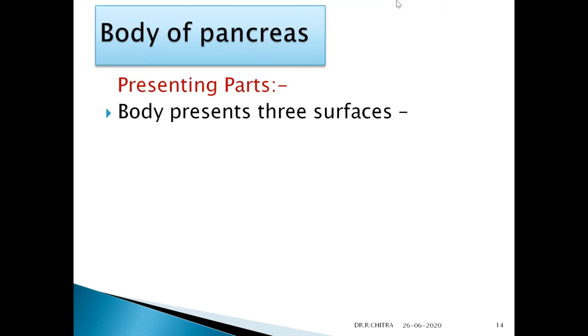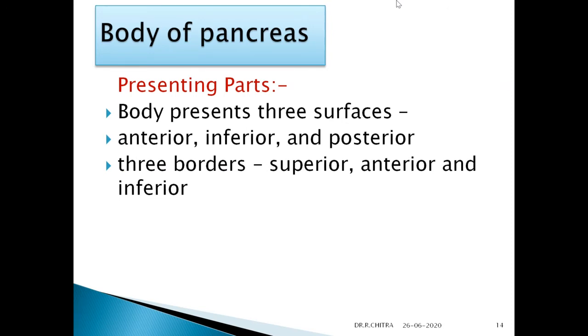It presents 3 surfaces. Body presents 3 surfaces, anterior surface, inferior surface and posterior surface. Otherwise, anterosuperior and anteroinferior surface and posterior surface. So anterior, we have anterosuperior and anteroinferior. Like that we should remember, like triangle in the front, anterosuperior and anteroinferior. So 3 borders are superior border, anterior border and inferior borders.